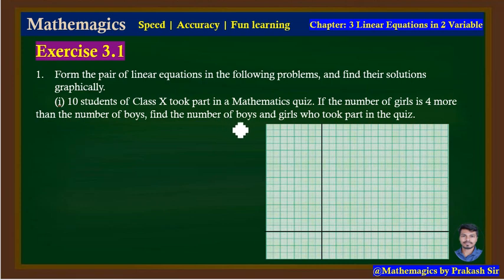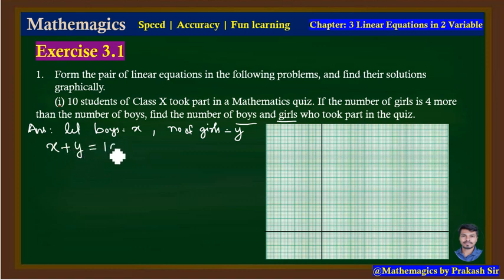So dear friends, there are two different persons here. First one is boy and second one is girl. So we are going to find out the answer. So let the number of boys be x, and the number of girls is equal to y. So according to the question, 10 students of class 10 are taking part in the mathematics quiz. It means the 10 students consist of both the boys and girls. It means according to the question, x plus y is equal to 10.